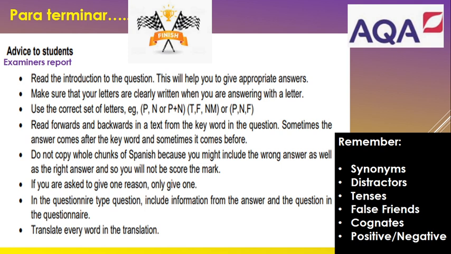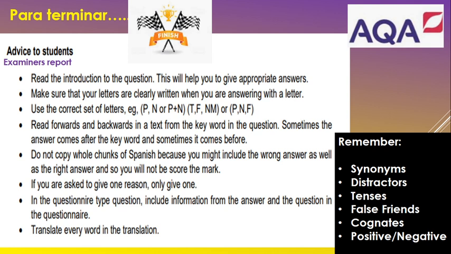So their advice is to read the instructions to the question, make sure your letters are clearly written when you're answering with a letter, because sometimes they find they can't work out if it's a C or a D, etc. Make sure you use the correct letters, positive, negative, or both, or is it true, false, etc. Make sure you're doing that correctly. Read forwards and backwards in a text from the key word in the question. So looking out for the distractors, looking out for the false friends, etc. Looking out for the things to trip you up there.